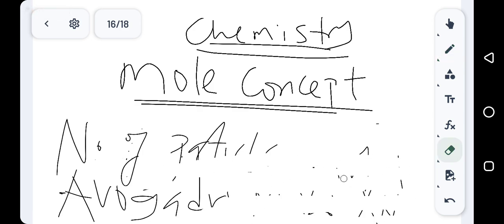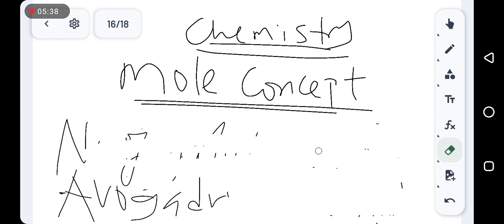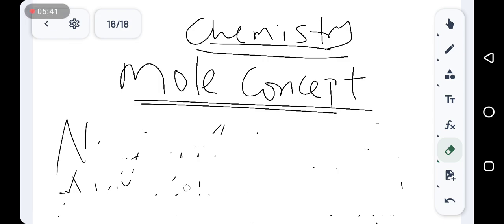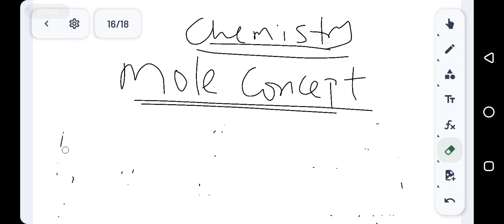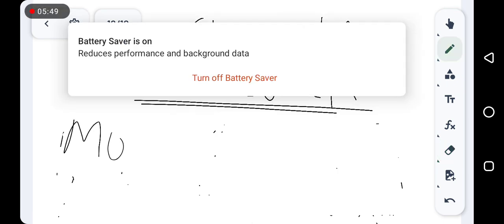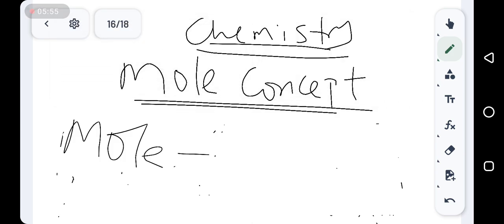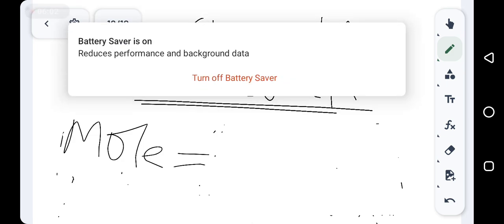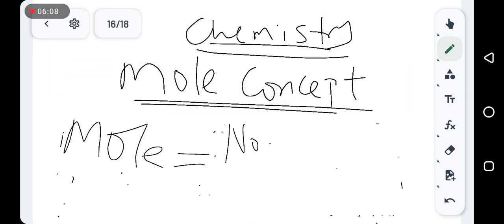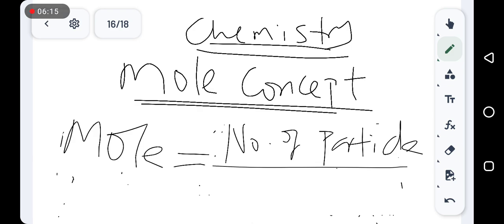Now, the second formula is that in case you are given the number of particles and you are asked to find the mole, then you use this formula: the mole of the substance is equal to the number of particles divided by the Avogadro's number. This is the second formula.